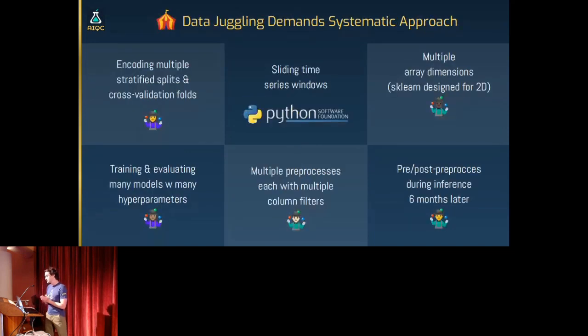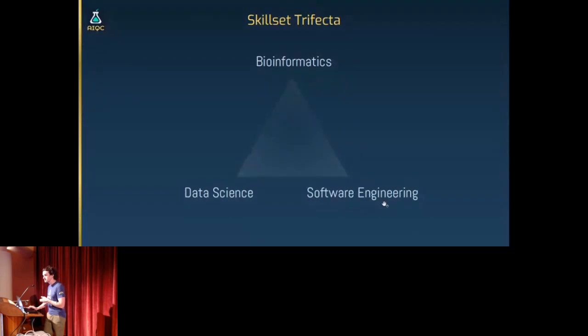But when you start to do these things, you end up juggling a lot. You've got multiple splits, you've got multiple encoders, different encoders for different columns. I got a grant from the Python Software Foundation to help solve the sliding time series windows. So if you want to do fold count in a cross-validation, you just say fold count 5. If you want to do sliding time series windows, you do window count equals 5, and it'll just solve it for you. So there's a lot of things to juggle. I'm not going to talk about all of them, especially during inference when you want to be able to pre-process and post-process 6 months down the line.